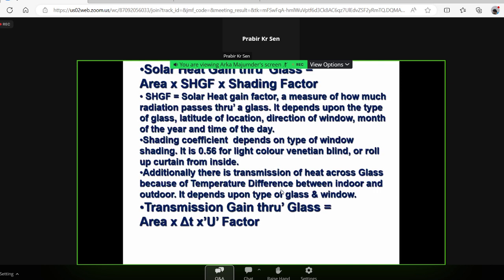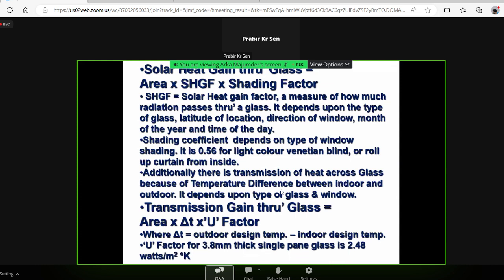Next. Delta T is different from the difference between outdoor and indoor. Next. The U factor for 3.8 millimeter thick single pane glass is 2.48.